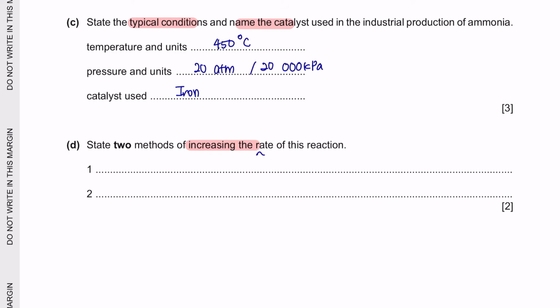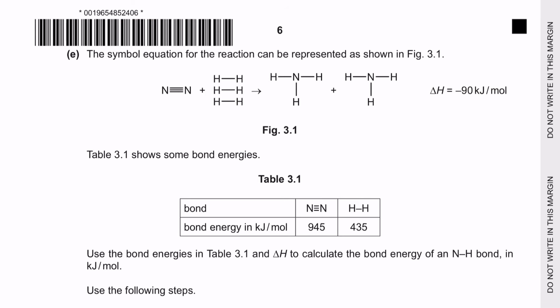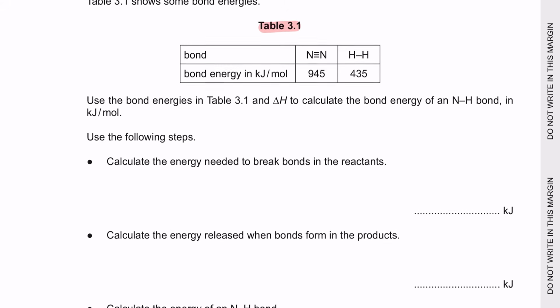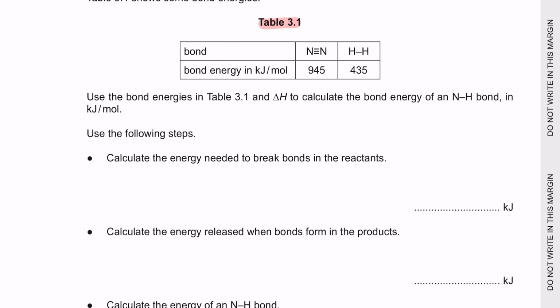To increase the speed of a reaction, you can either increase the temperature or increase the pressure. Next, question E. The symbol equation for the reaction can be represented as shown in figure 3.1. Table 3.1 shows some bond energy. Use the bond energies in table 3.1 and the enthalpy change to calculate the bond energy of the NH bond in kJ per mole. Use the following steps.